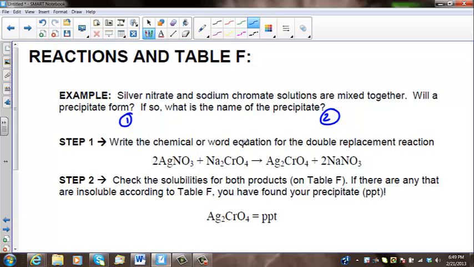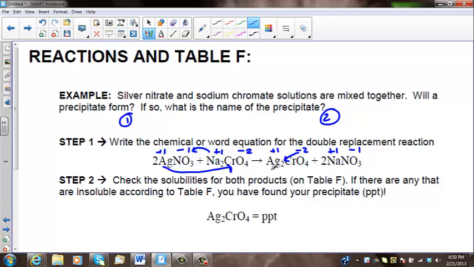So we have a chemical equation. Here's our silver nitrate, AgNO3, plus our sodium chromate. Ag is +1, NO3 is -1, Na is +1, and chromate is -2. Remember, plus goes with minus, plus goes with minus. So the Ag hooks up with the CrO4. The Ag was +1, the CrO4 was -2. When we drop and cross, that's why this 2 comes down here. The Na hooks up with the NO3, +1, -1.